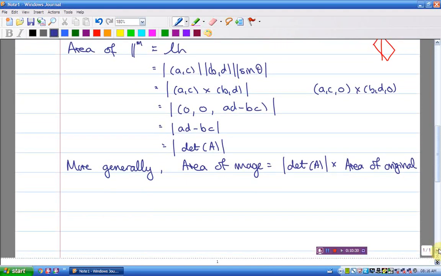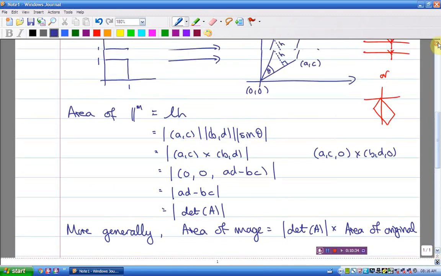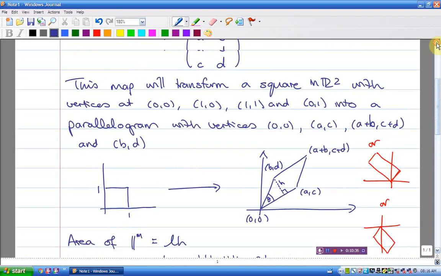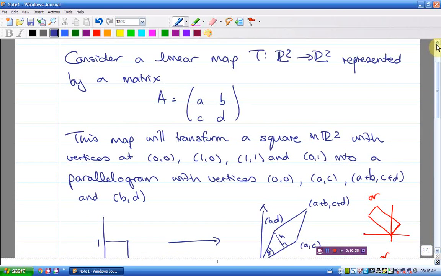Yeah? What is the determinant of A? Well, A is the matrix that represents the transformation, and the determinant of a 2 by 2 matrix, is that what you're meaning? How do you work it out? Yeah. So the determinant of a 2 by 2 matrix is simply the product of the two numbers on the main diagonal, subtract the product of the two numbers on the other diagonal.